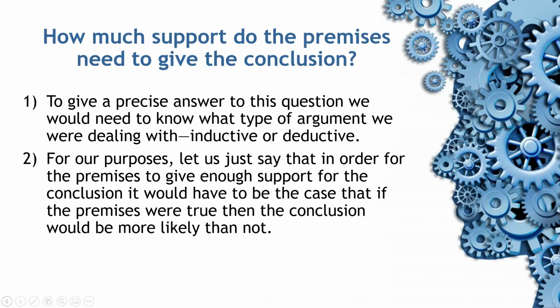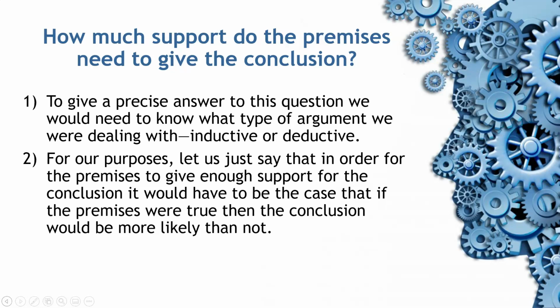Now getting to the second question. How much support do the premises need to give the conclusion in order for us to judge that the premises give enough support to the conclusion? To give a precise answer to this question, we would need to know what type of argument we were dealing with, inductive or deductive. If the argument was deductive, then the premises would need to guarantee the truth of the conclusion.